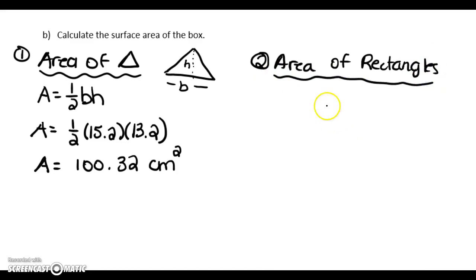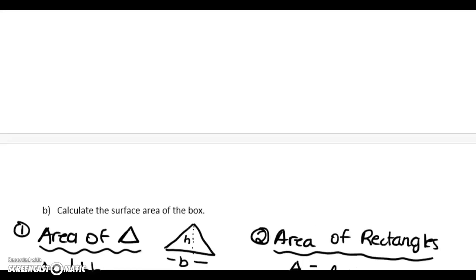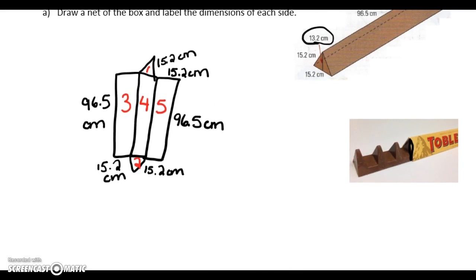In order to find the area of each of those rectangles, you need to use the following formula. Area is equal to length times your width. So let's go back up to our diagram and see if we can find the length and width of that rectangle. Looking here, we can use, say, rectangle number 5. This here is labeled quite nicely. So we know that the width of that rectangle is 15.2 centimeters, and then the length of that rectangle is 96.5 centimeters. So let's plug that into our formula.